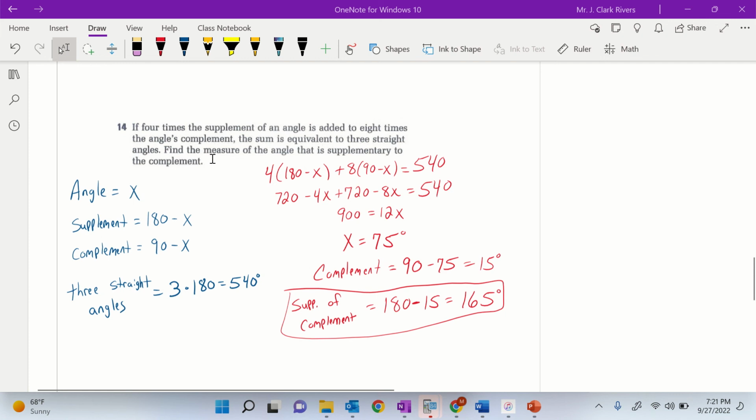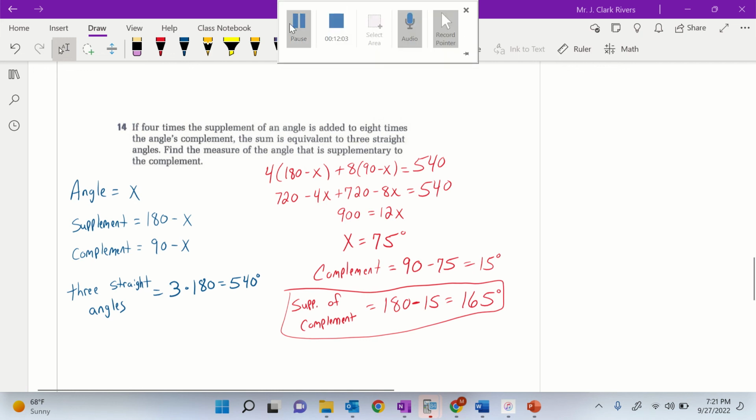This says find the measure of the angle that is supplementary to the complement. So if we know the angle is 75, the complement is 90 minus 75, so the complement is 15. Well, what is supplementary to a 15-degree angle? The supplement of that complement is 180 minus 15, or 165. There you go, number 14.